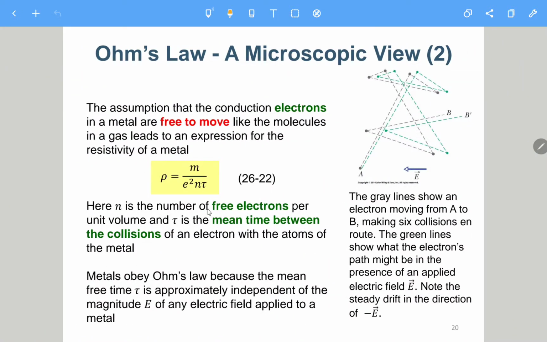So metal obeys Ohm's law because the mean free time tau is approximately independent of the magnitude E of any electric field applied to a metal. This is the argument here.